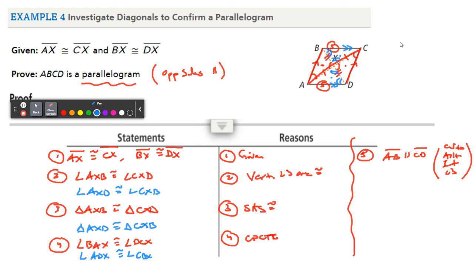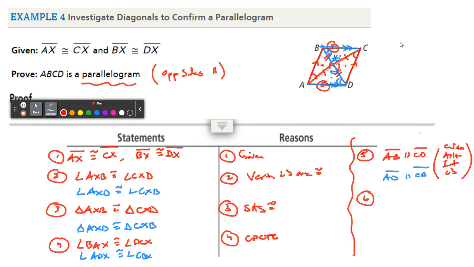Same thing in the blue triangles. To get angle ADX, you need segment AD and this diagonal. To get CBX, you need segment CB and the same diagonal. There's your Z. There's your alternate interior angles. So AD is parallel to CB. Same reason.